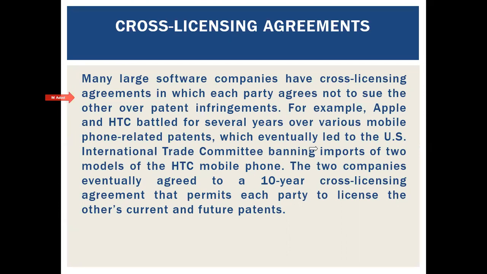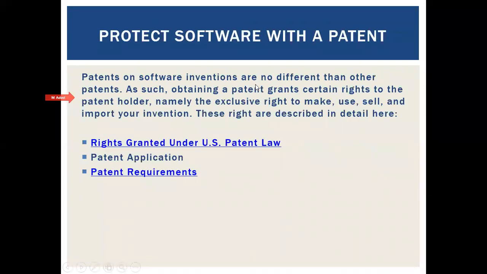Now, further, we will discuss how software is protected with patents. Again, patents on a software invention are not different from other patents. Obtaining a patent grants certain rights to the patent holder, namely the exclusive right to make, use, sell and import the invention. That's the right of a patent holder, like copyright and trademark.